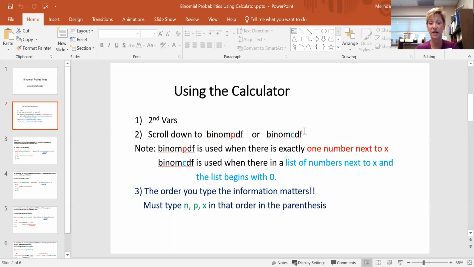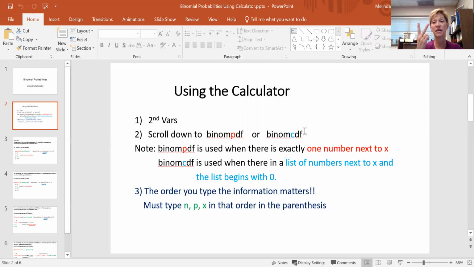Now, remember, there's a difference. How do you know when to pick the binomial PDF versus the binomial CDF? It depends on what's sitting next to X when you write the problem out. If you've got exactly one number and one number only next to X, you're going to use the binomial PDF for one particular value. Okay? Now, when are you going to use the binomial CDF? Well, if you look next to X and there's a whole list of numbers and that list starts with 0.